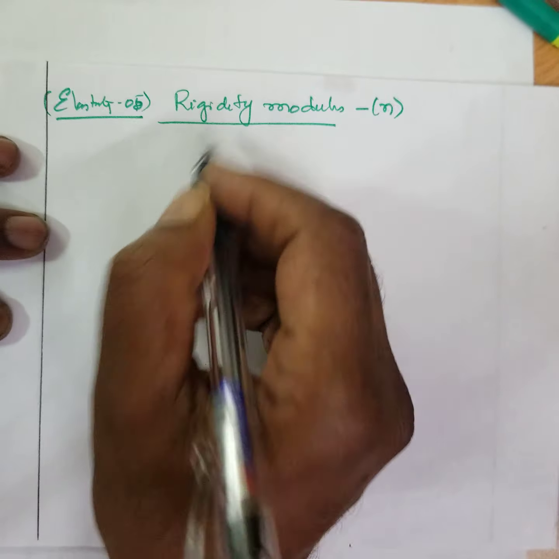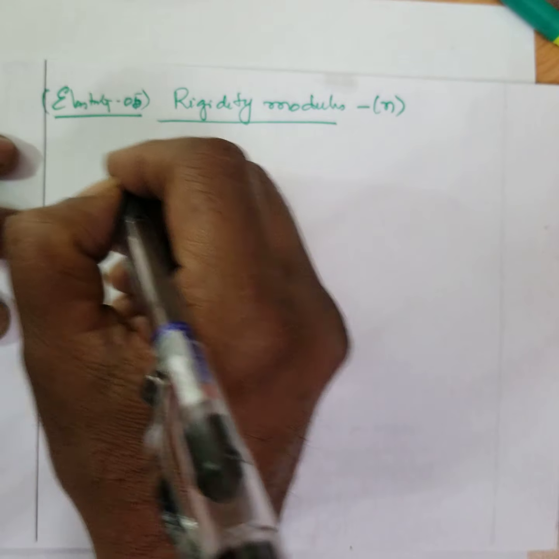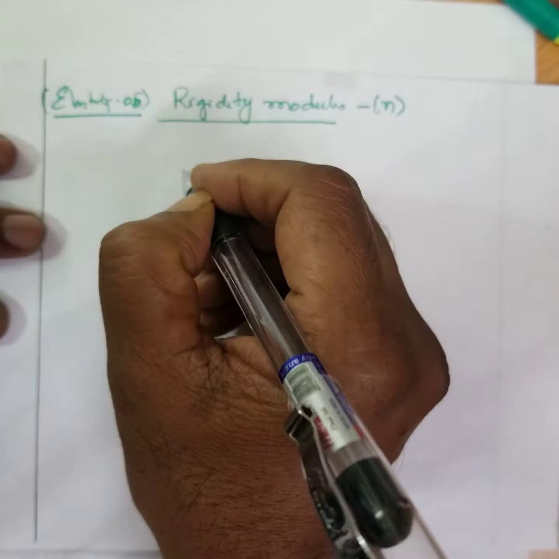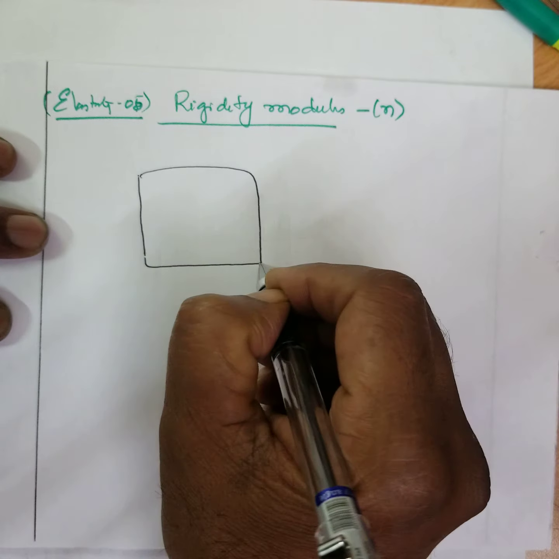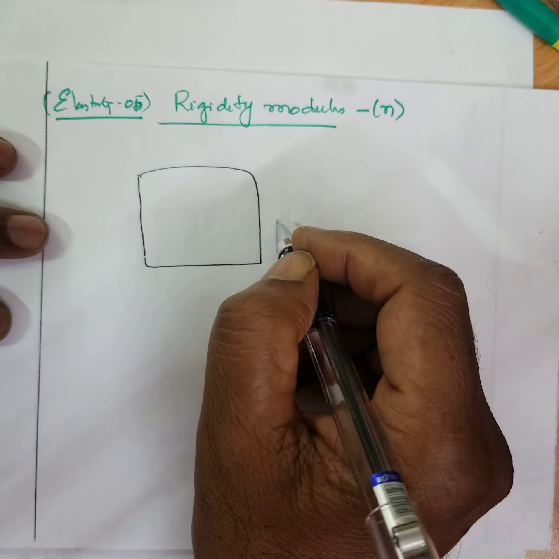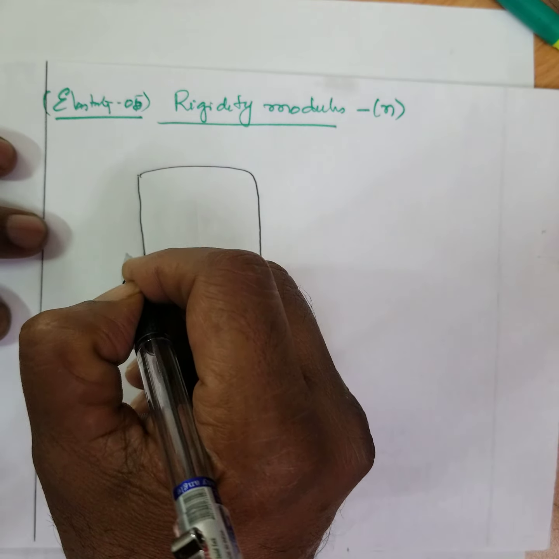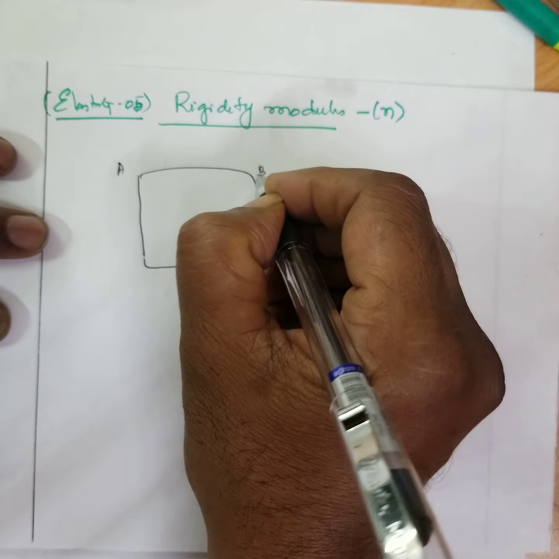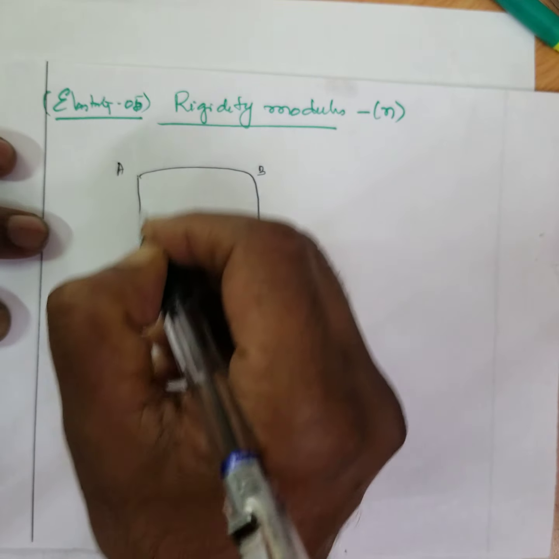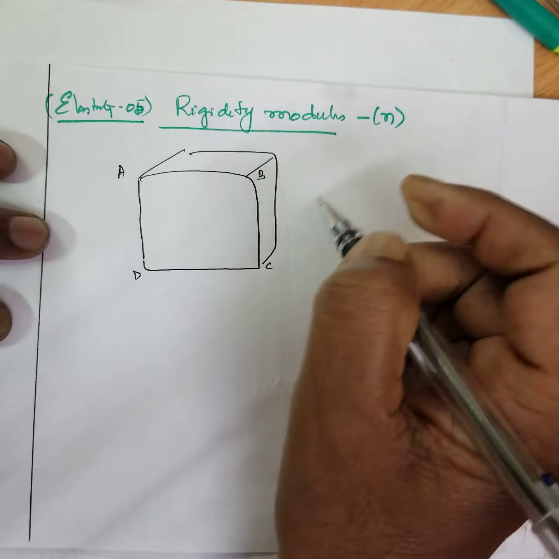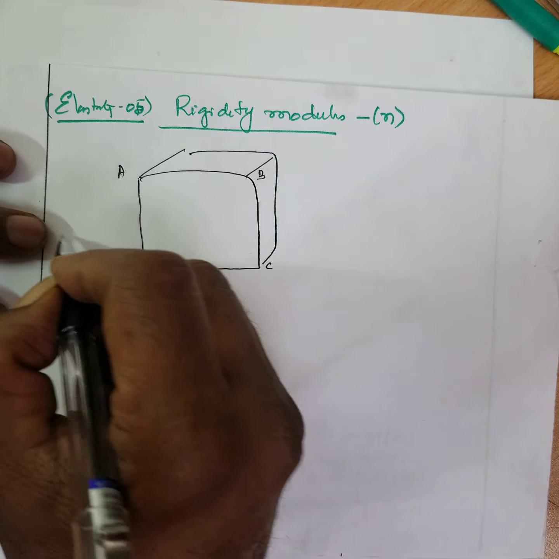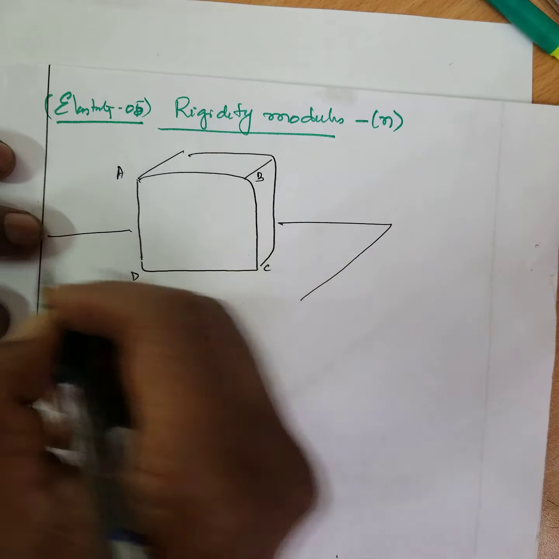Today we are going to start rigidity modulus. Consider a bulky book, a stout or fat book, say ABCD. This is a fat book, kept on the table.